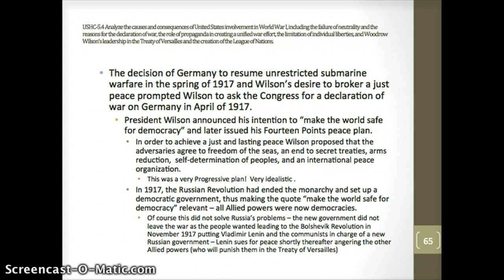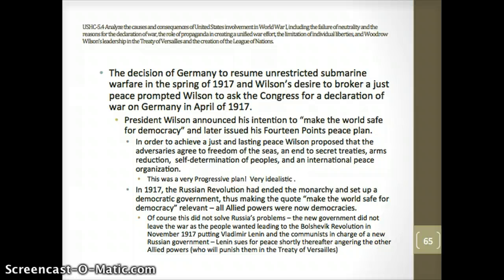And Wilson wants to eventually institute the 14 points. This is a very progressive plan. It's very idealistic. It kind of goes along with a lot of what Wilson believed at the time. There are lots of parts to it, like they want freedom of the seas and an end to secret treaties, armed regulations, self-determination of people, and an international peace organization, which is going to be called the League of Nations.